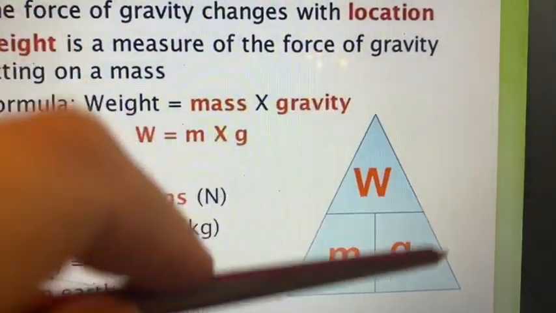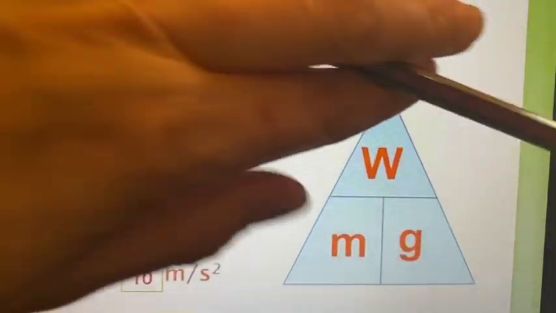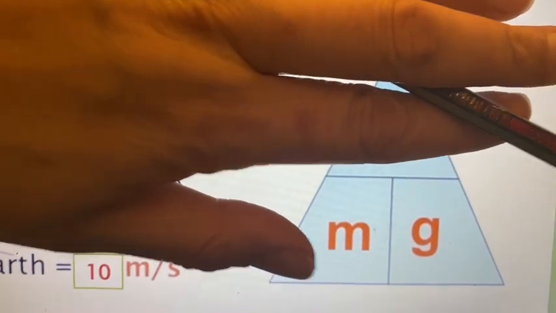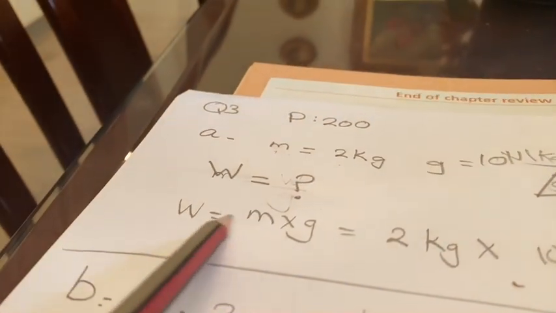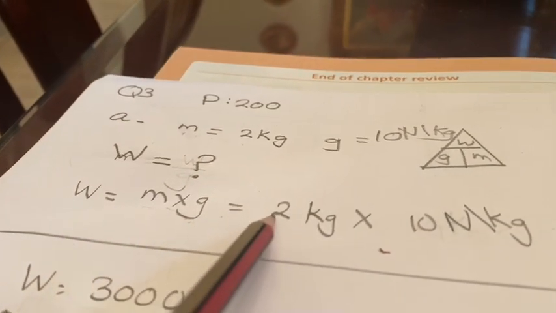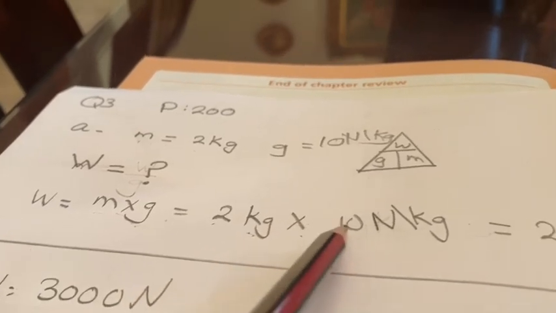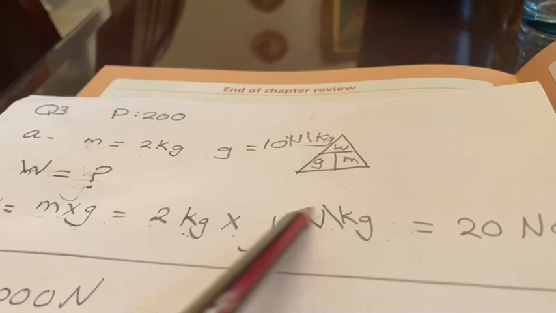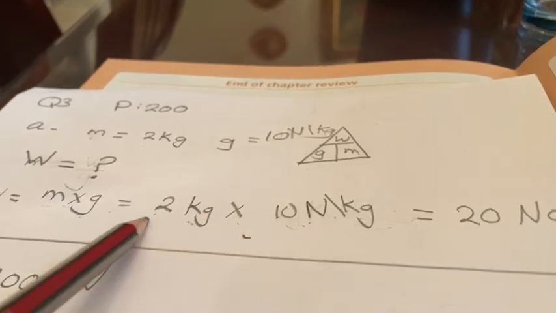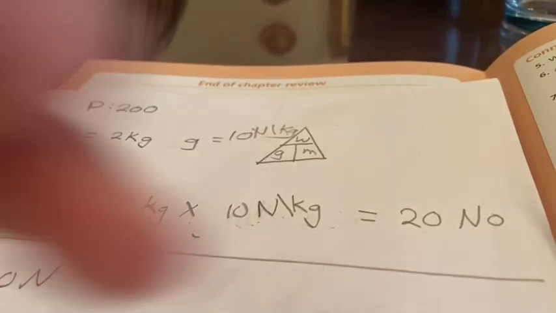Now, I'll go to this triangle. I don't know the weight, so I will hide the weight. So the rule is mass multiplied by gravity force. What will happen? That mass multiplied by gravity force, it's 2 kilograms. Don't forget the units, very important. Multiplied by 10 newton per kilogram. This is how it's written for the gravity. So 10 multiplied by 2 will be 20 newton.